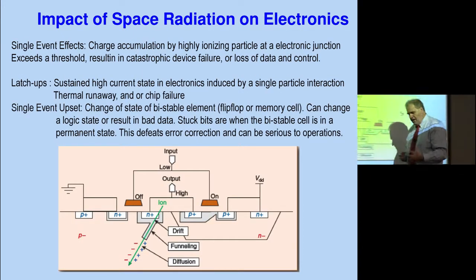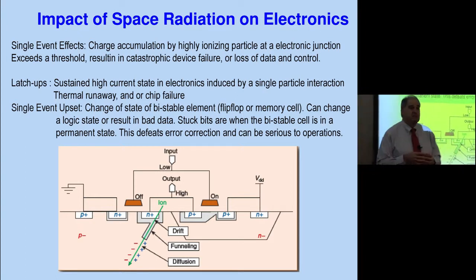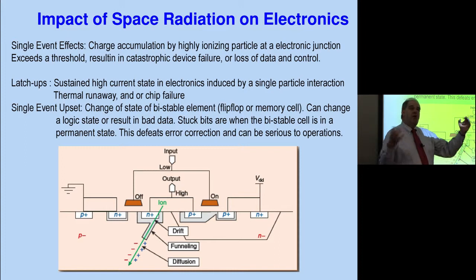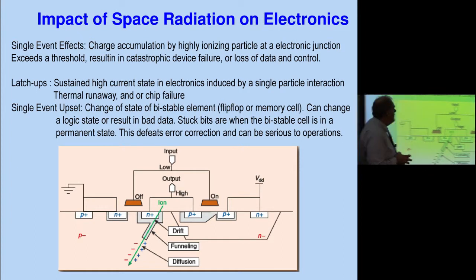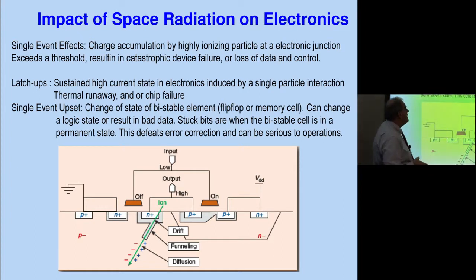If you're a heavy ion or a very energetic proton going through material, one particle can do enough damage to adversely affect a device by just crossing through, depositing a lot of energy and creating enough charge to have an effect. There are a couple of particular phenomena that I think are often discussed in radiation effects on solid state electronics in space.